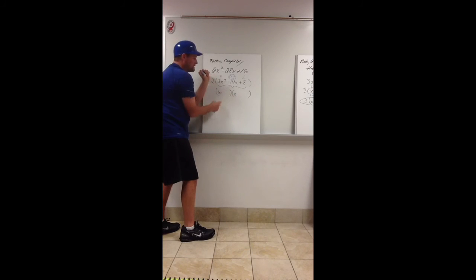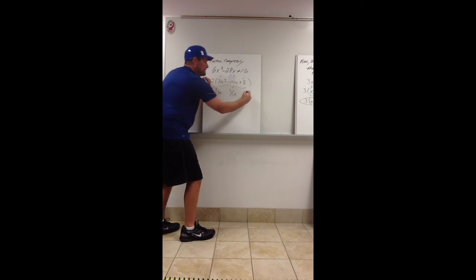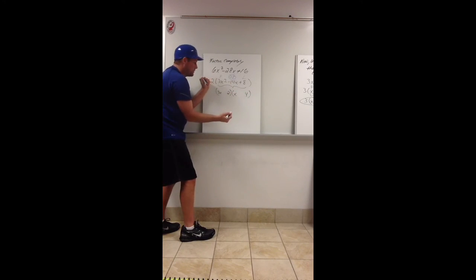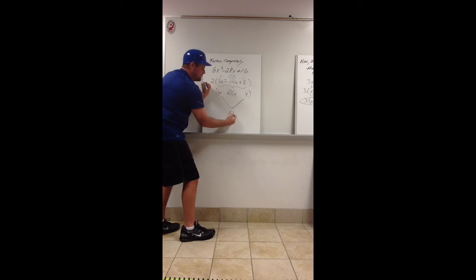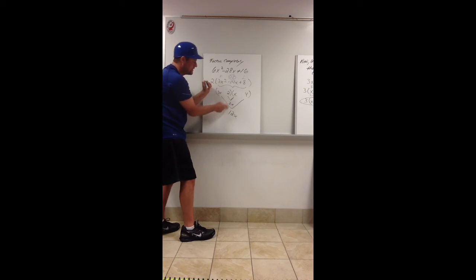First term is 3x and x. 8 could be 4 and 2, could be 8 and 1. Again, the middle term, it's okay, but it's not that big. I'm going to check 4 and 2. Yep, 4 and 2 can do it. Outside is 12, inside is 2. 12x and 2x can make that negative 14 if they're both negative. Yep, it multiplies to be positive 8. We're done.